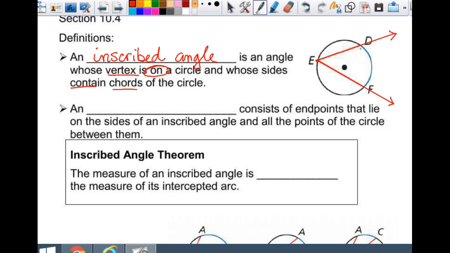And then with this, we have an arc. And that is what is called an intercepted arc. We talked about that the other day too. So an intercepted arc consists of endpoints that lie on sides of an inscribed angle and all the points of the circle between them. So like we said, if I'm going to intercept the football and I put my arms out, I can grab the football, same thing's happening here. You close the angle, you squish the arc. And that's exactly how you intercept a football, by the way, like an alligator.